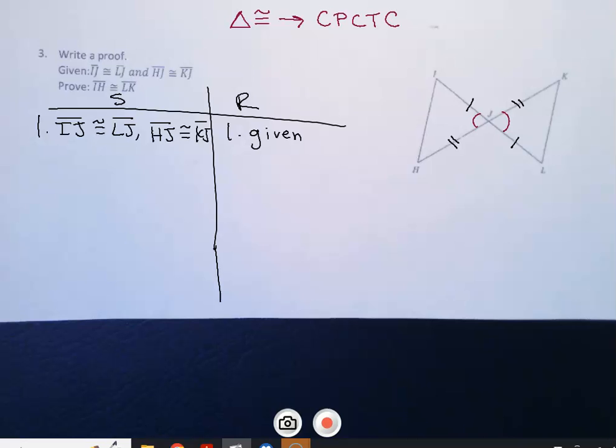Definitions, glossary, whatever. I know it's here. If you know the definitions, you don't have to use the glossary, but we're thinking through them. So a vertical angle is a pair of non-adjacent angles formed by two intersecting lines.